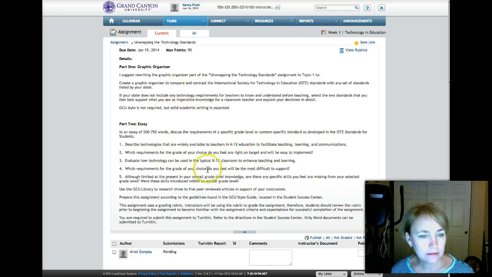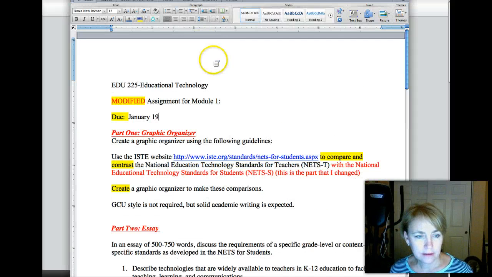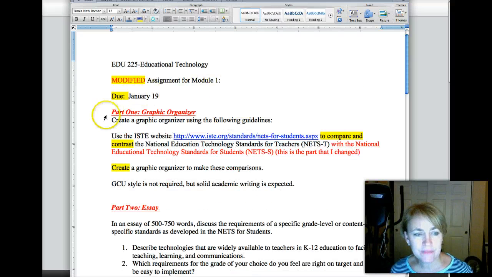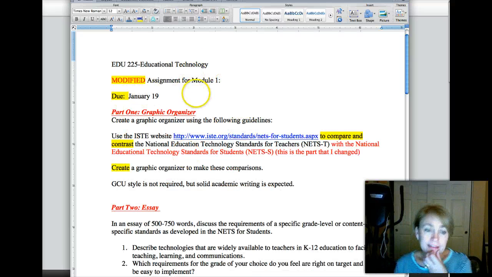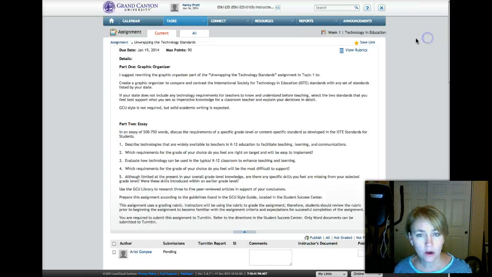So what I'm going to do is upload this document. And like I say, if you're struggling, then do this one. Just pick the technology or the National Educational Technology Standards for Teachers, and the ones for students, and then do the compare and contrast that way. Okay? Well, I hope that's good enough.